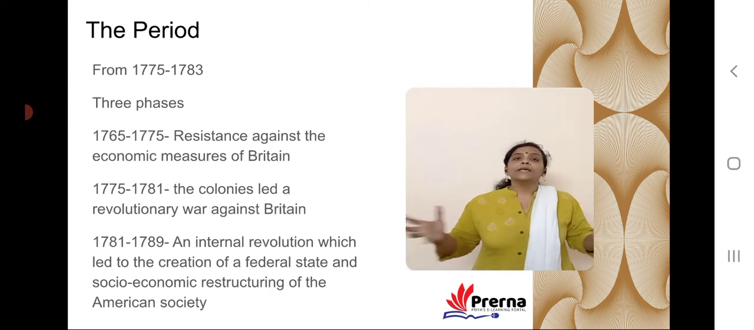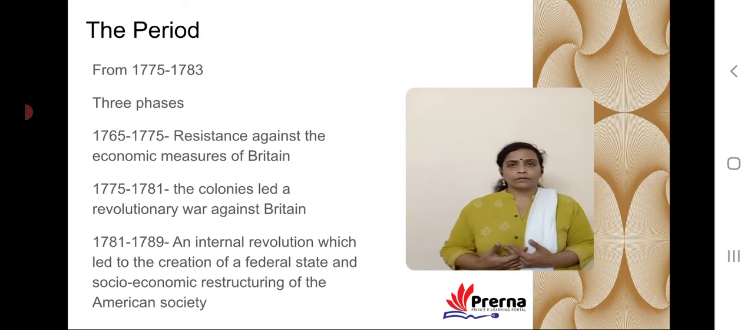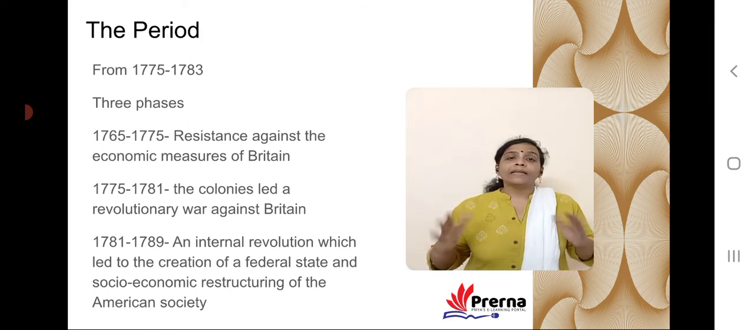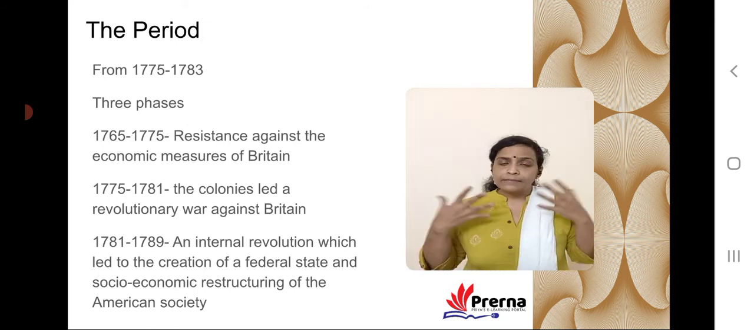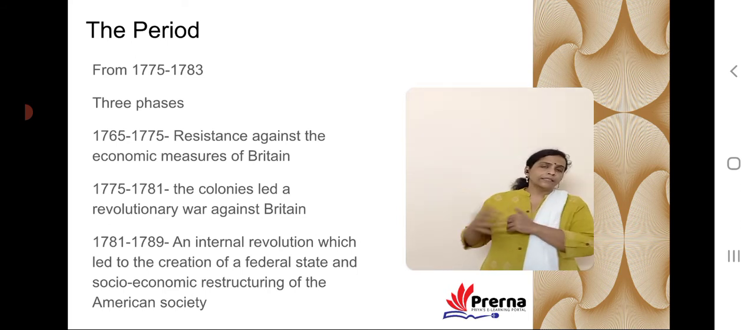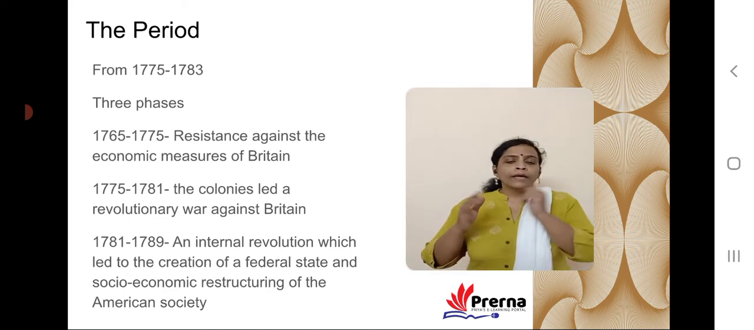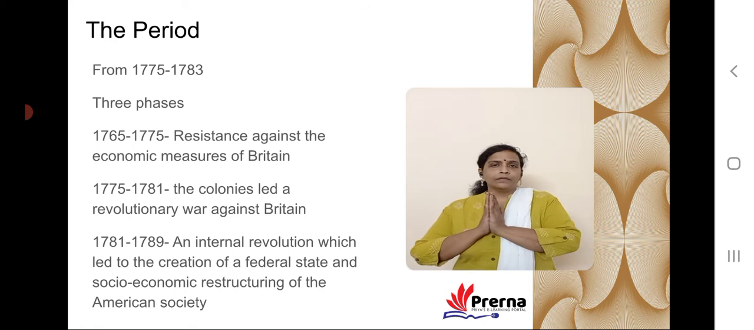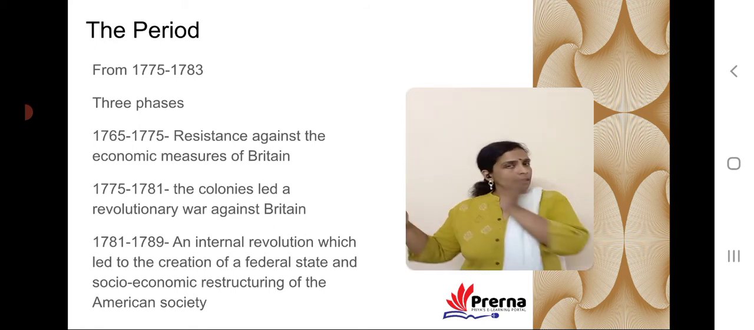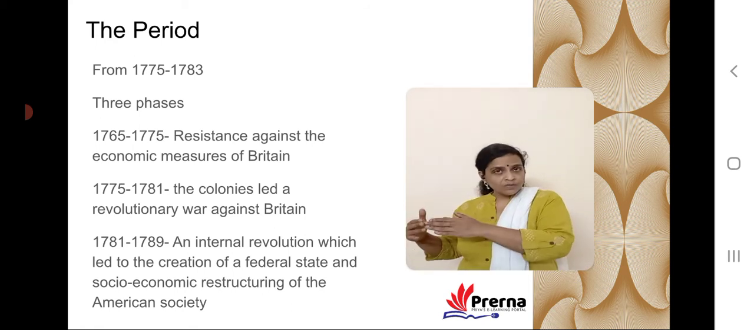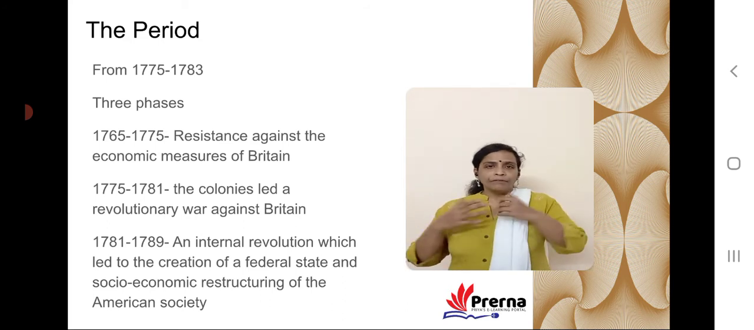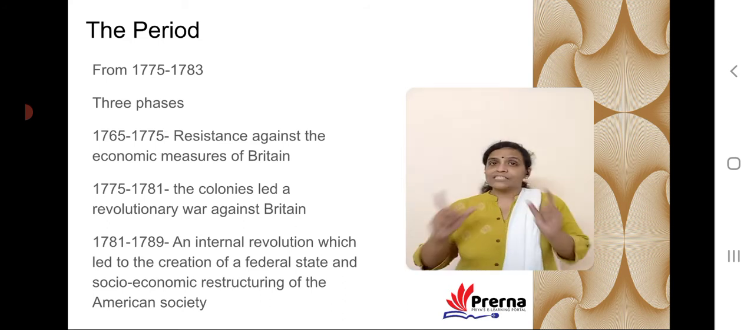Now, let us see when the American War happened. So this happened in 3 phases. Let me discuss these phases first and then we'll go to the causes. In this particular class, I'll be dealing with the causes mainly, and in the next class, the cause and the results. So here, before we discuss the causes, let me discuss the 3 phases.